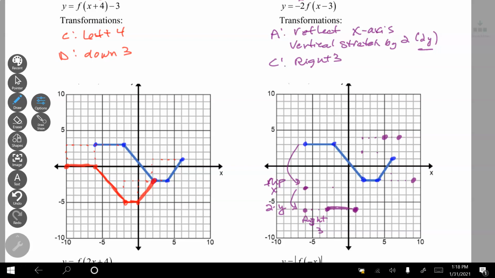So here's kind of the first part. This is the second part. Third part. And fourth part. And I think that shopping cart that I had before has been flipped upside down. It looks twice as big vertically, and it looks like it's been moved over right 3.